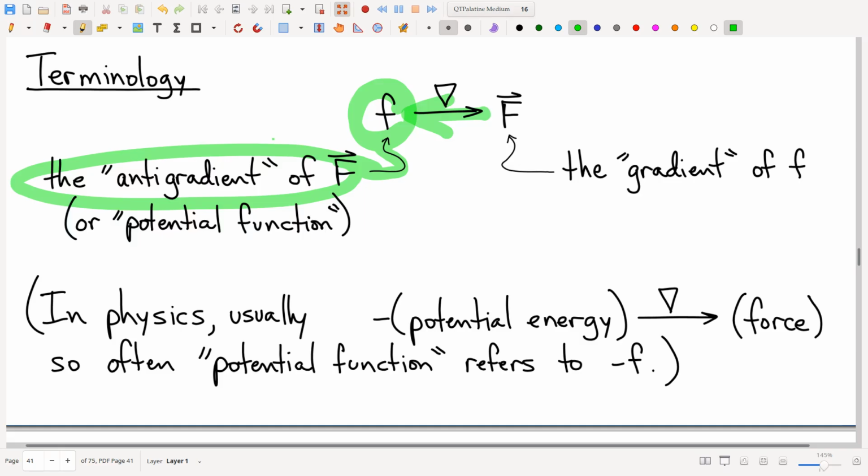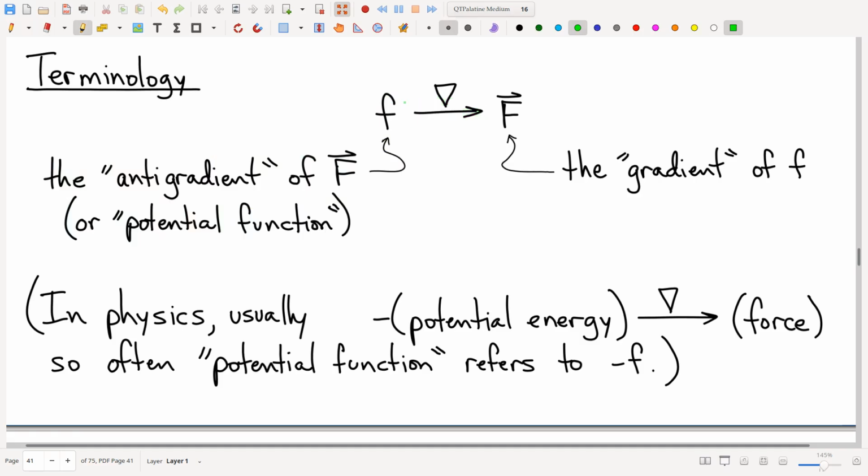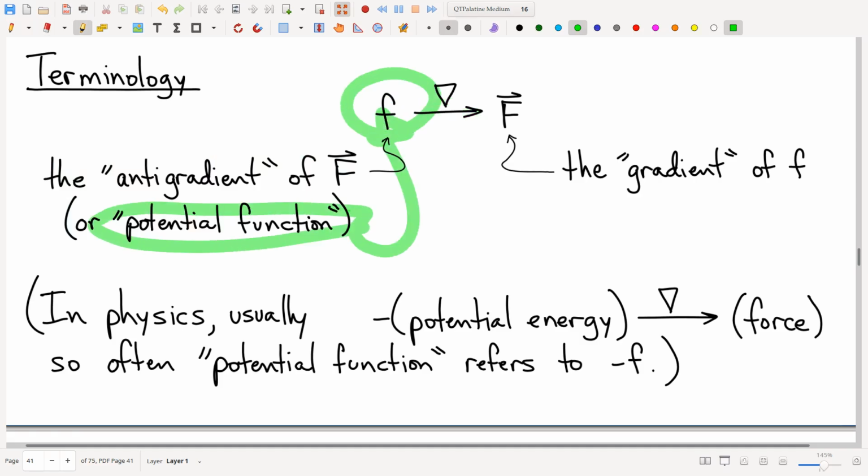All right. Now that said, the more common term is that this is referred to as a potential function. Now, that kind of comes out of nowhere. Why do they call it a potential function? And the short answer is because if you're doing physics, which you're not always, but if you were doing physics, and if the vector field represents forces, then the antigradient does relate to potential energy, in the sense that the negative of the potential energy indeed does give you the force.